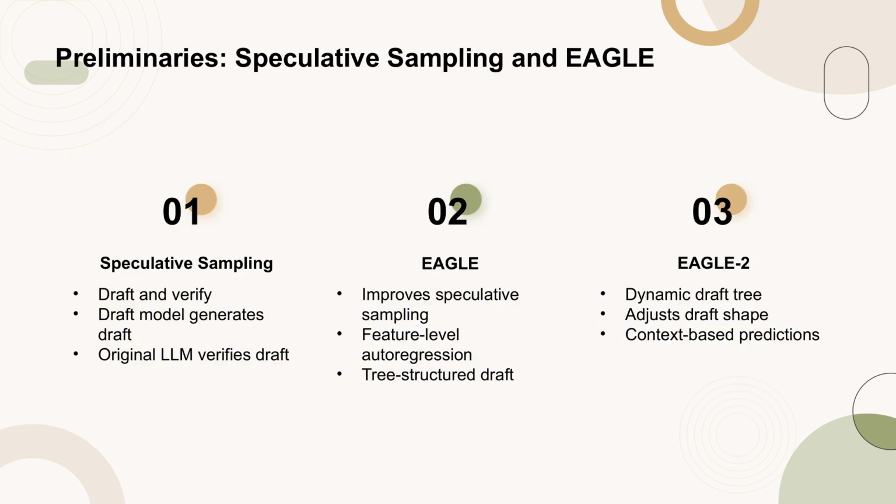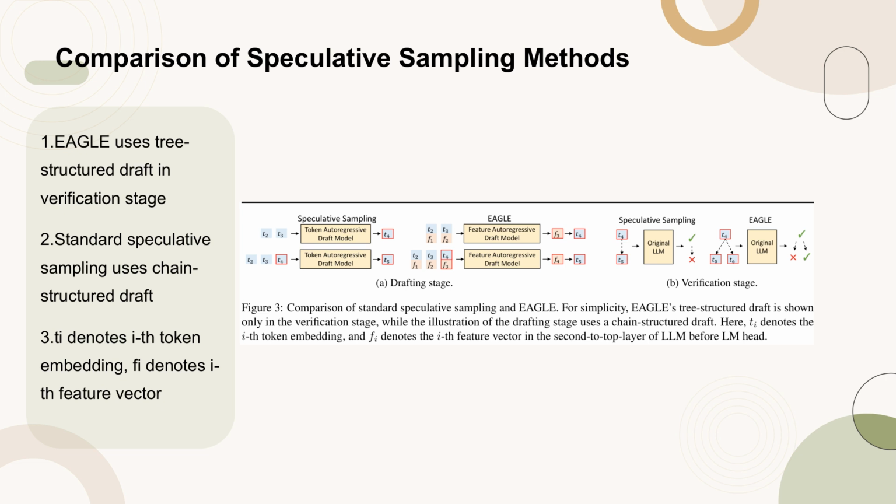In speculative sampling, the process involves drafting a potential sequence using a smaller model and then verifying it with the original larger model. EAGLE enhances this by performing autoregression at the feature level before the language model head, and it uses a tree-structured draft for verification. EAGLE-2 further refines this by dynamically adjusting the shape of the draft tree based on the context, allowing for more efficient and accurate predictions. Figure 3 compares the standard speculative sampling method with EAGLE.